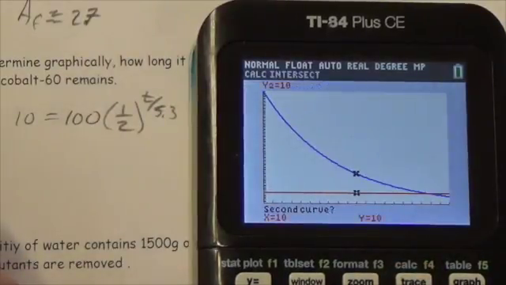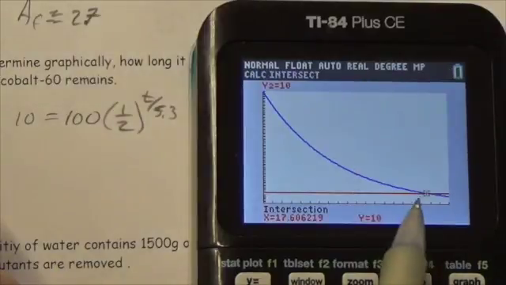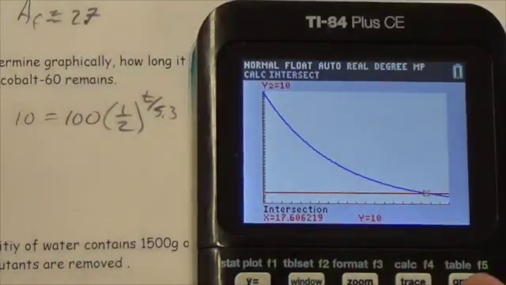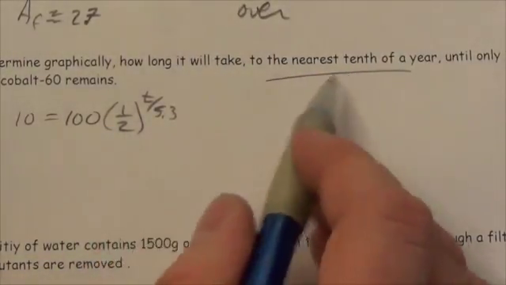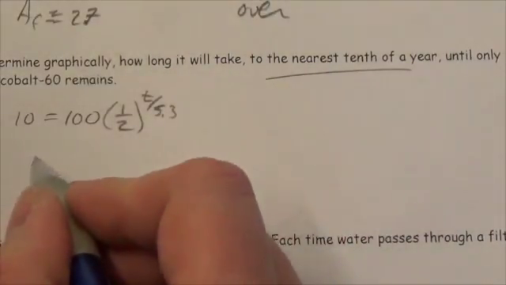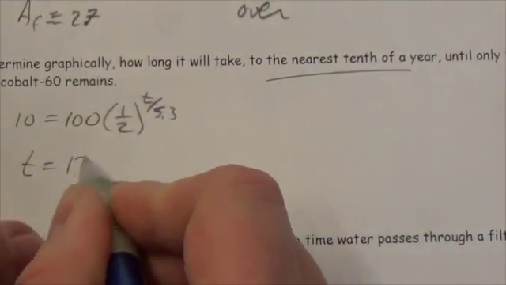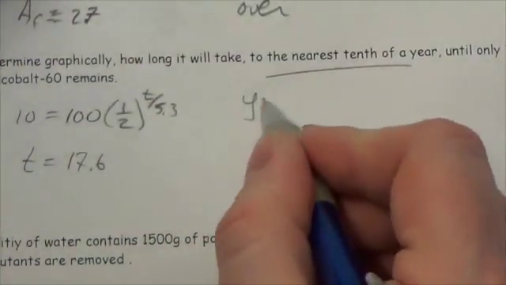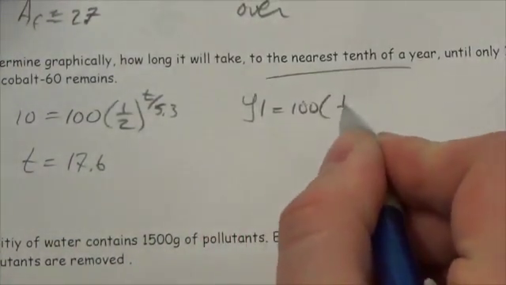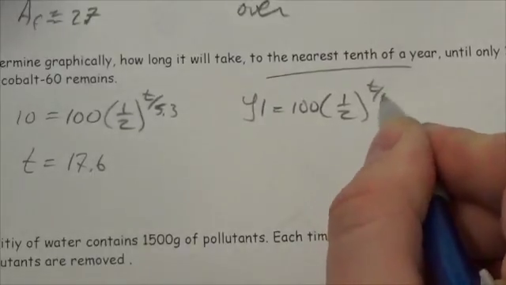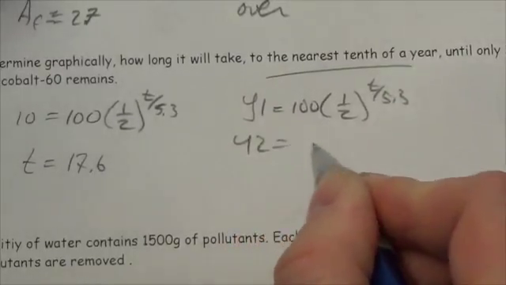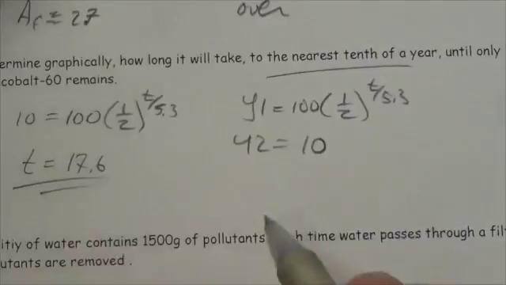Am I in the first curve? Yep. Second curve? Yep. And then look for it. And we're getting 17.6. It says to the nearest tenth of a year, so T was equal to 17.6. Now normally what we want to do here as well is identify what we've entered in. So Y1 will equal 100 times 1/2 to the T over 5.3, and Y2 would equal 10. And that's the point of intersection here.